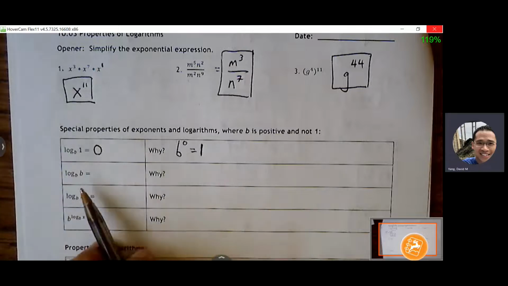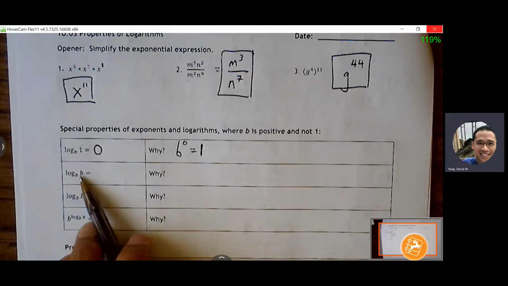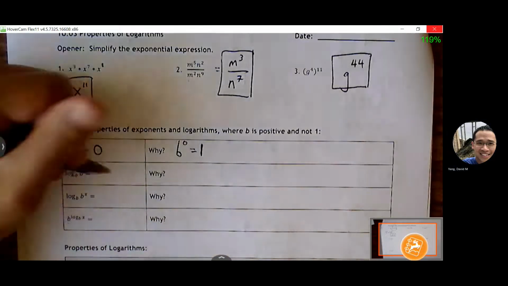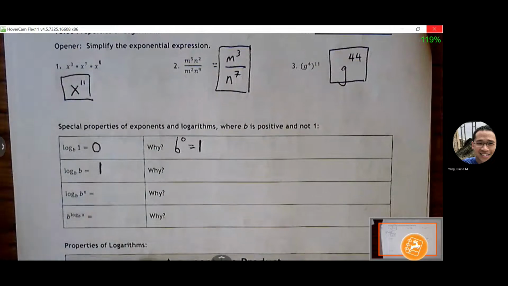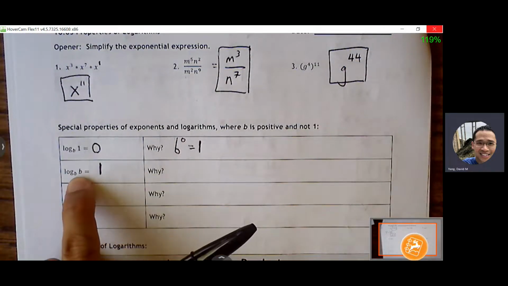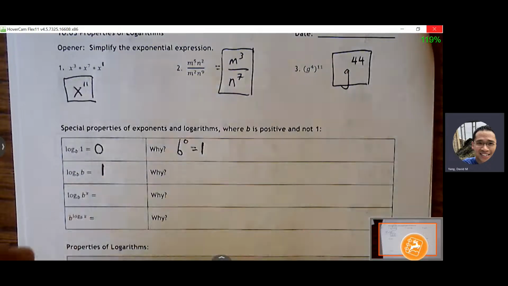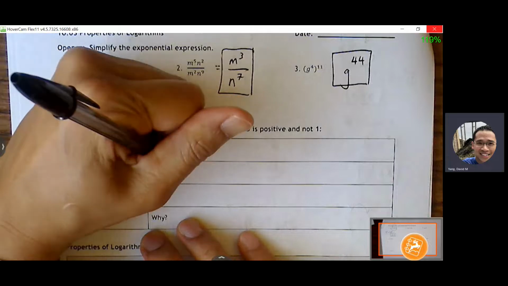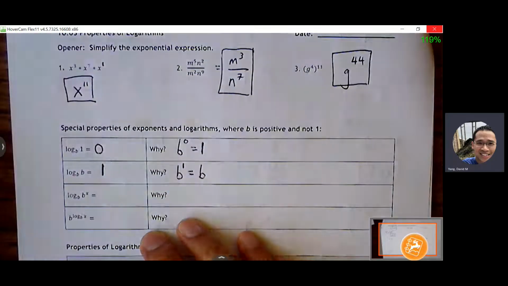The second property says this: if my base and my value are the same, I'm always going to get a 1 out of it. Okay? And we can convince ourselves, if I convert this to exponential form, that makes sense. Base b raised to the first power is equal to b. We know anything raised to the first power should be itself.